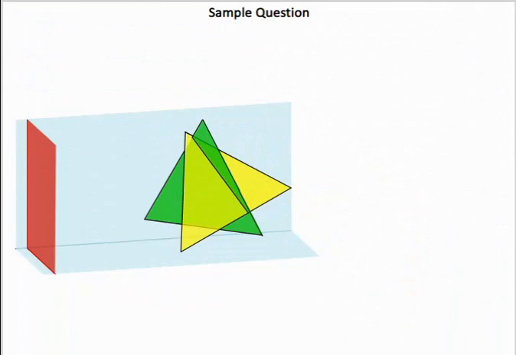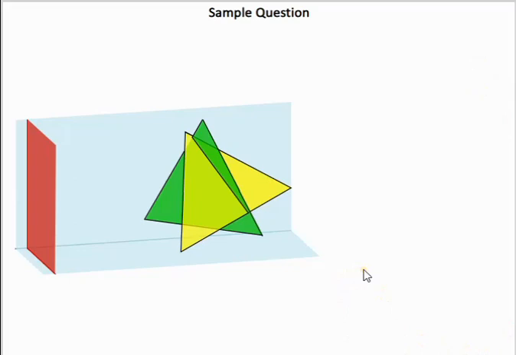In this lesson we're going to look at intersecting planes, and then we're going to look at more complex questions that involve intersecting planes when we mightn't be given some information and we have to find it using auxiliary views. So to start off, we look at this sample question.